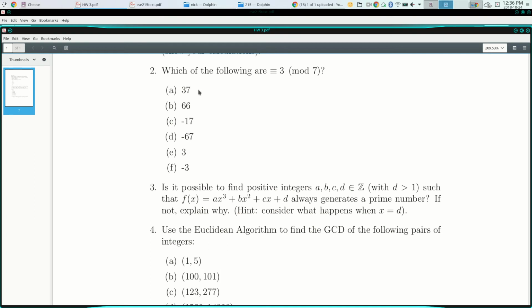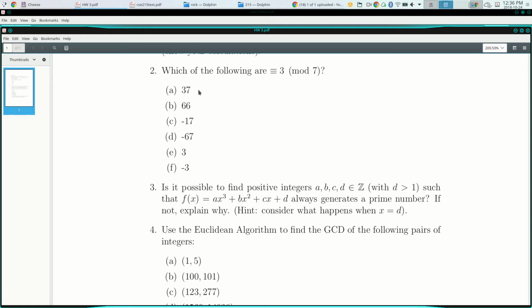Negative 67, I don't know what that turned out to be, but add 63, it'll be negative 4. I think that turns out to be 3, right? Okay. And how about 3? 3 is congruent to 3. How about negative 3? So negative 3 is congruent to 4.